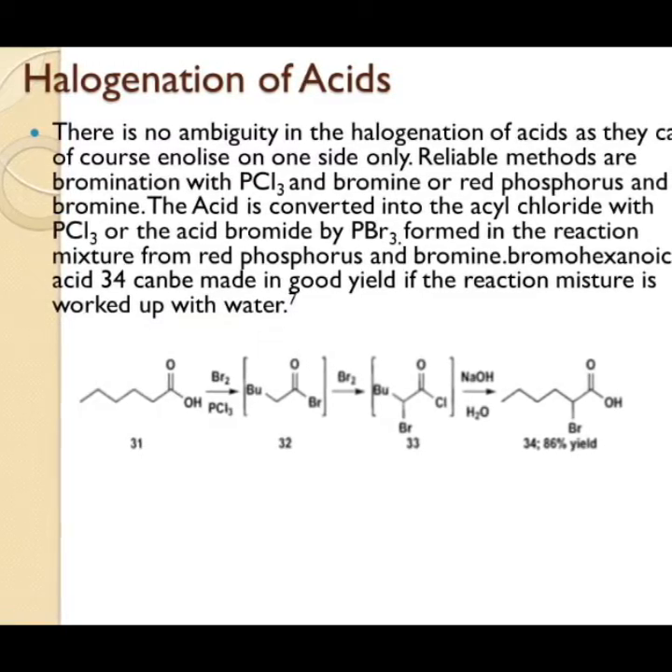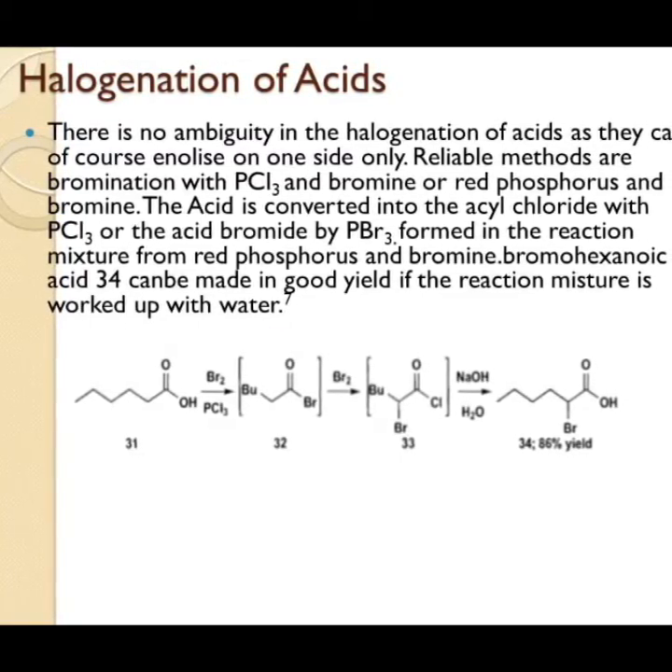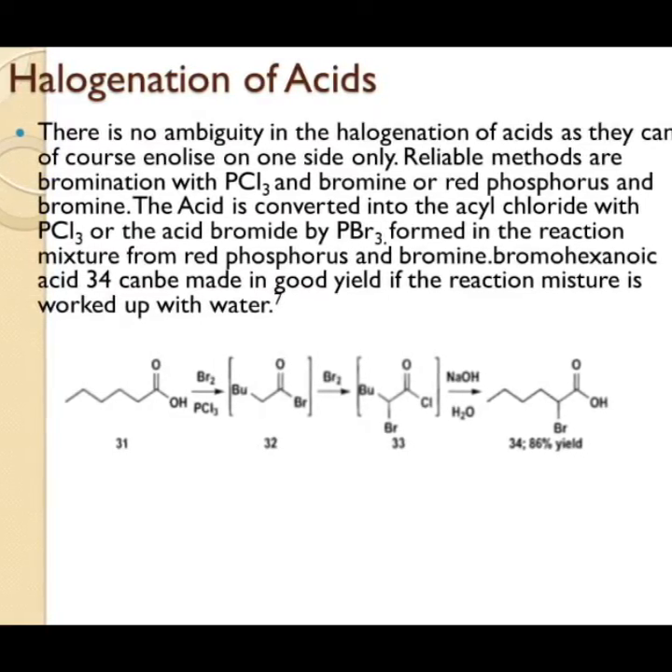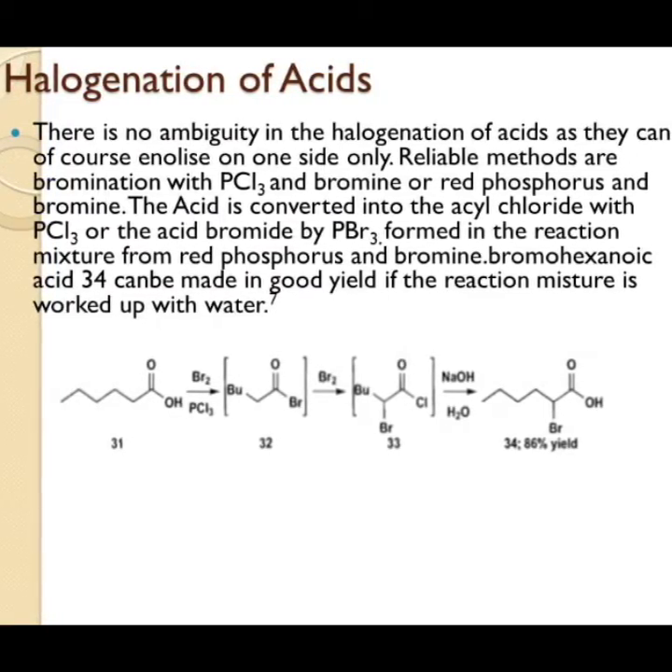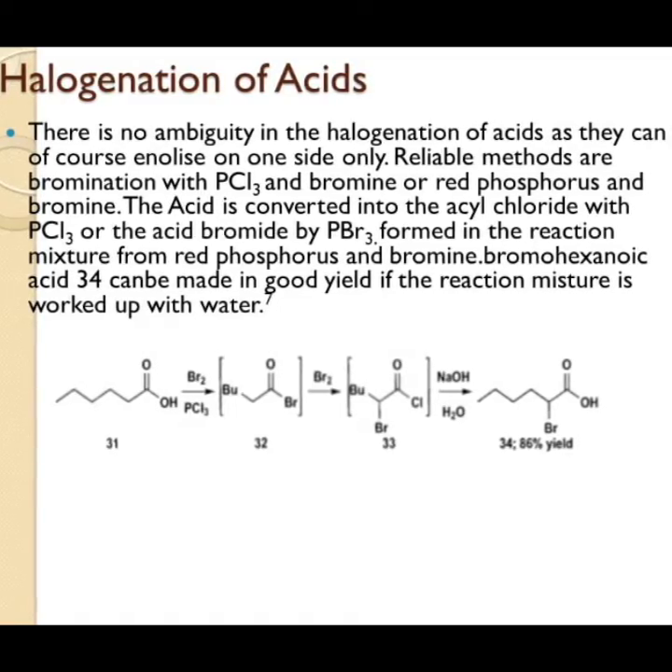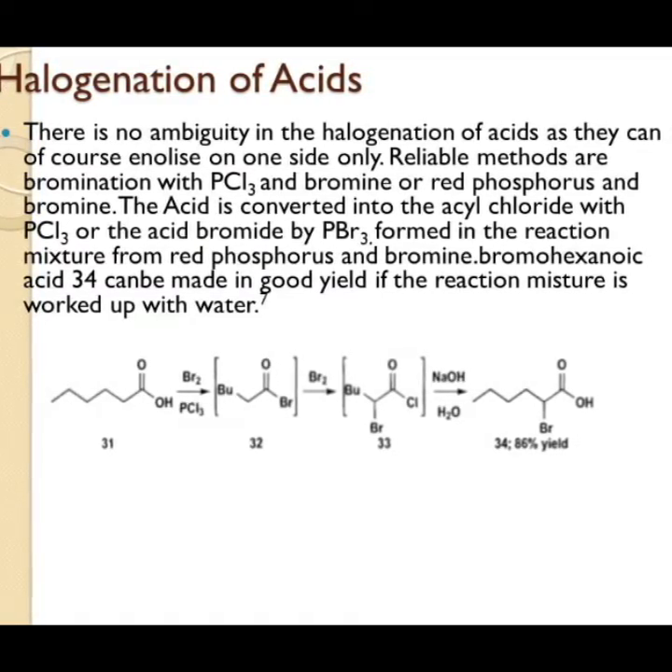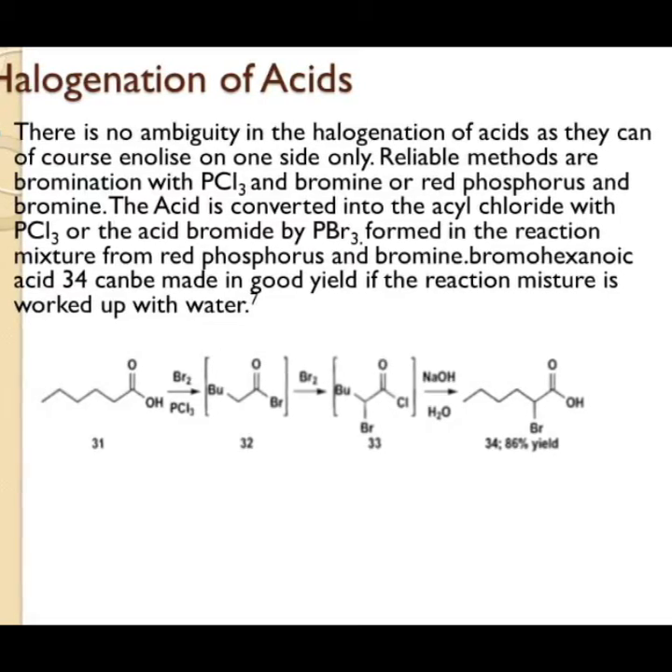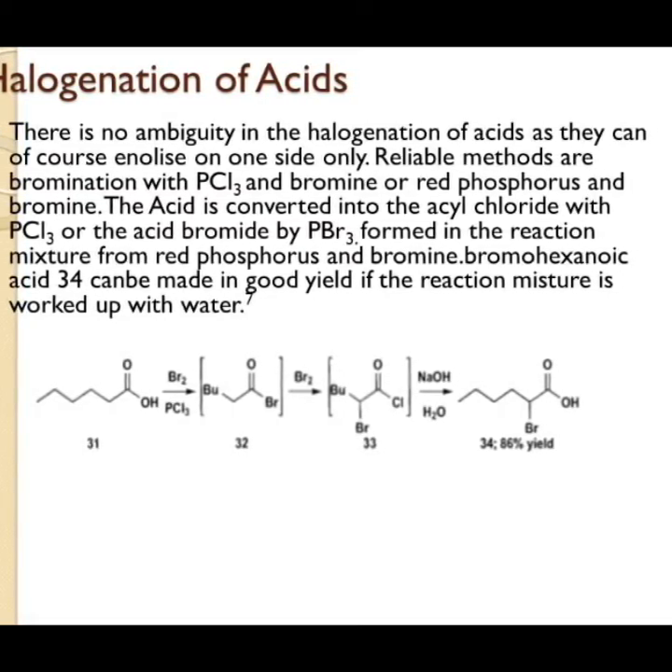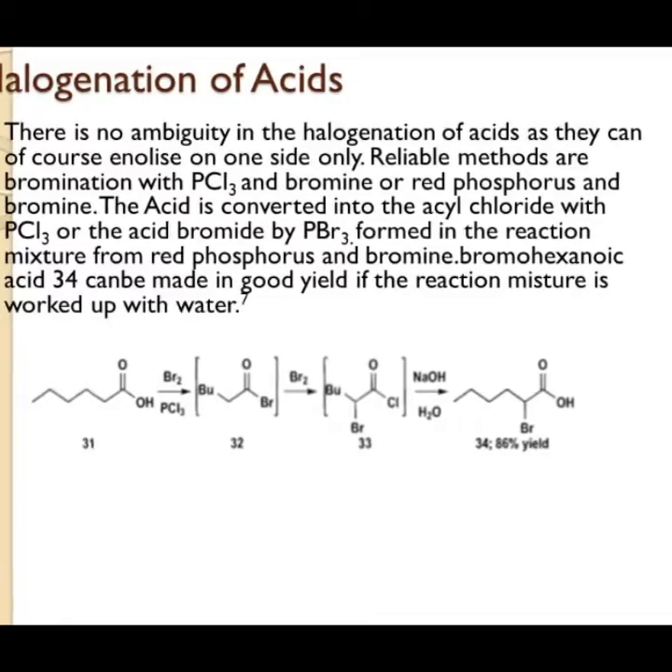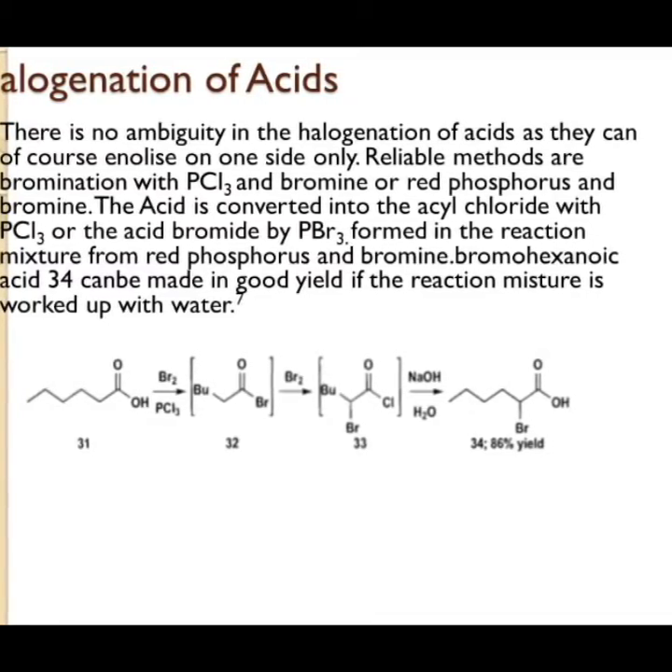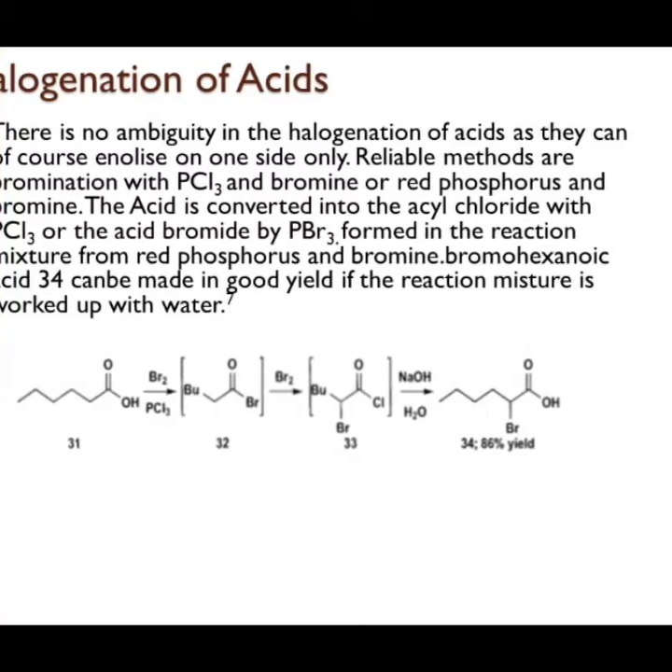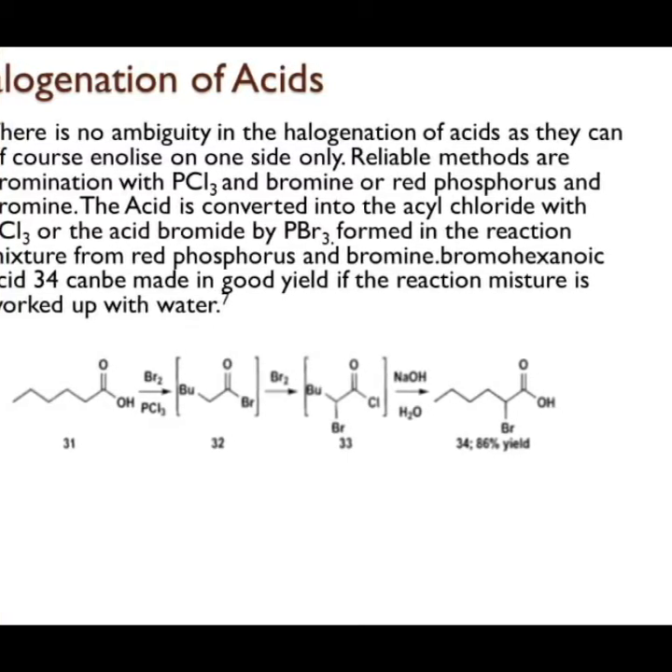one side only. Reliable methods are bromination with PCl3 and bromine, or red phosphorus and bromine. The acid is converted into the acyl chloride with PCl3, or the acid bromide by PBr3, formed in the reaction mixture from red phosphorus and bromine. Bromohexanoic acid 34 can be made in good yield if the reaction mixture is worked up with water.